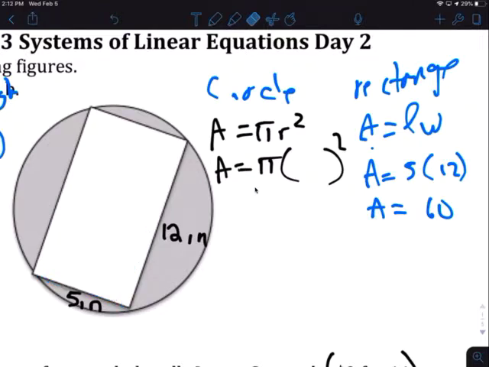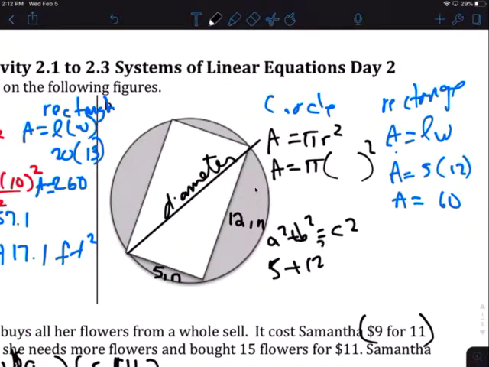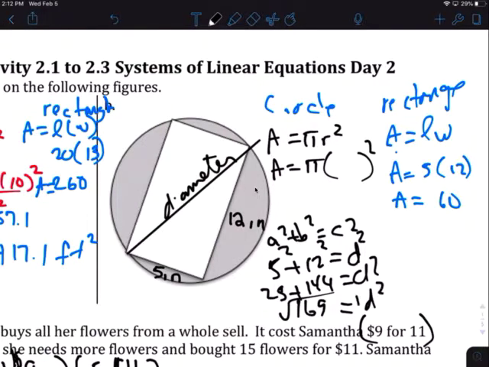There's no radius. Notice this diameter is missing. So we need to find the diameter by using the Pythagorean theorem. a squared plus b squared equals c squared. a is 5, b is 12. We square them, equals diameter squared, that's what we're trying to find. Okay, diameter squared equals 169, and the square root of that is diameter is 13.